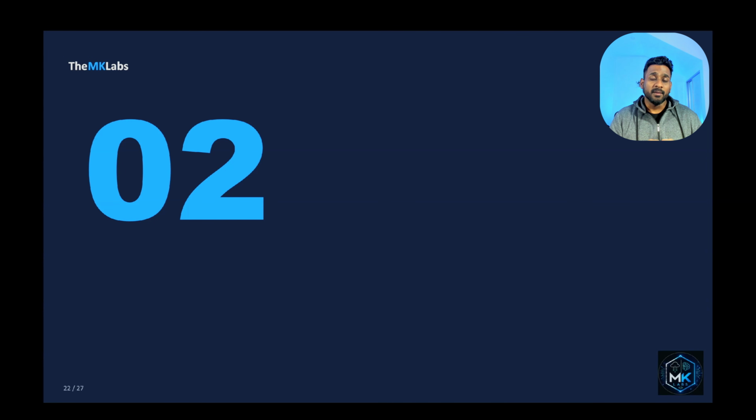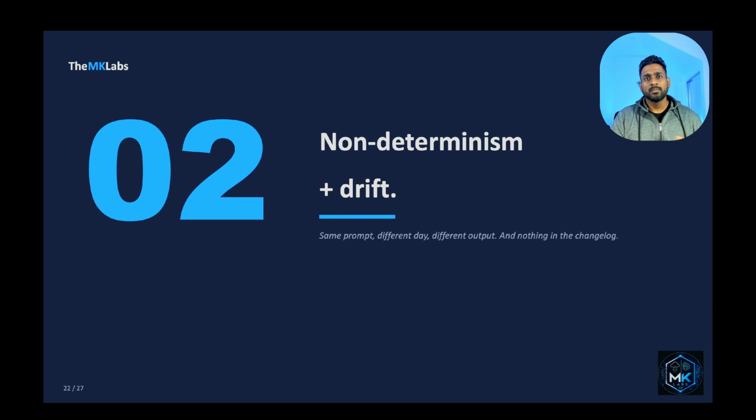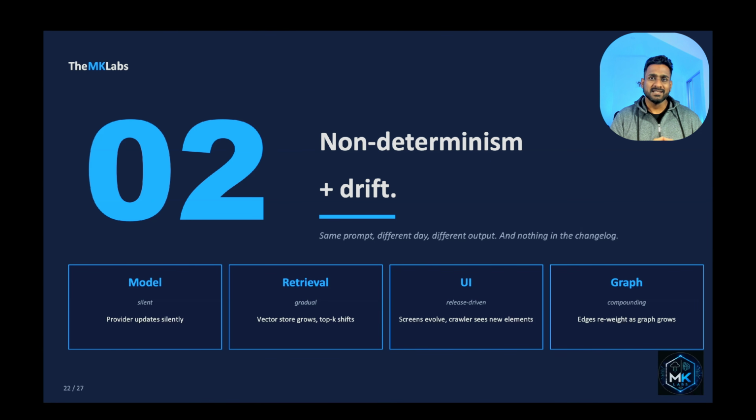That's the easy part. The harder part is drift. The model provider updates the model. Prompts that worked last week behave subtly differently this week. The vector store gets new documents. Retrieval shifts. The application UI changes. The knowledge graph grows. Relationships you depend on get reweighted by traversal heuristics. Each of these is a silent regression, right? No version bump, no changelog. The system just behaves differently. And unless something is watching, you find out from a customer.